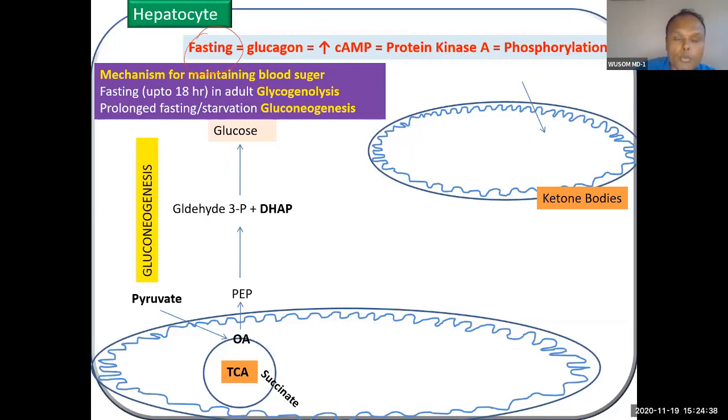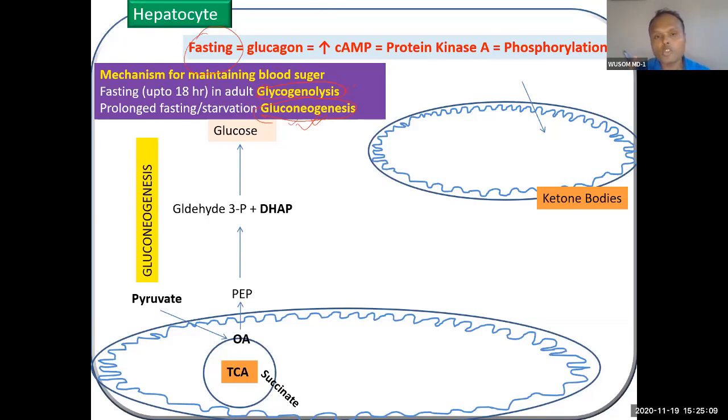During fasting, blood glucose will drop because no food has been taken. And there is a mechanism in the body, both in baby and adult, for maintaining glucose, called gluconeogenesis. Actually, two mechanisms maintain this blood glucose level, glycogenolysis and gluconeogenesis.